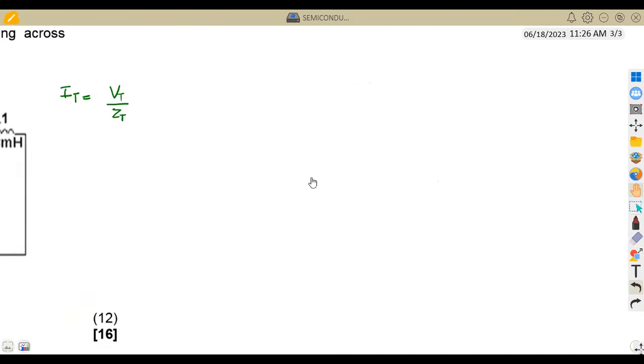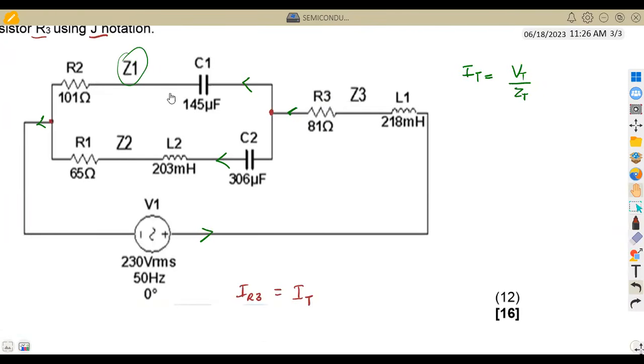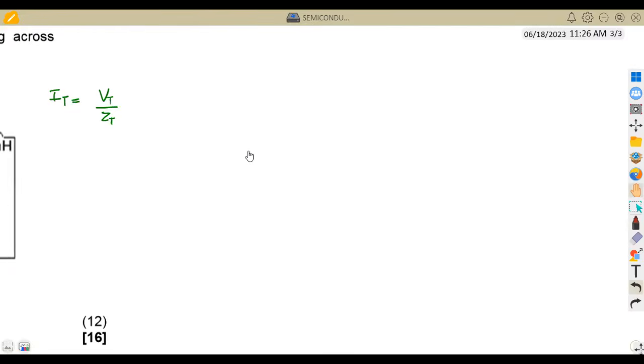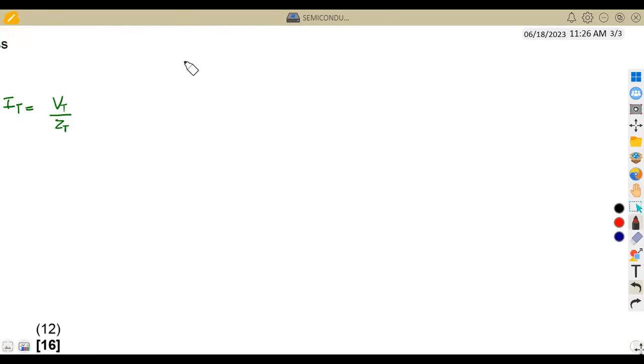Since Z1 and Z2 are in parallel, and Z3 is in series to these two, our total impedance ZT is supposed to be taken as the product over the sum of Z1 and Z2, that is Z1 times Z2 over Z1 plus Z2, then plus Z3 in series. So what we need is to find Z1, to find Z2, to find Z3. All right, so this is what I'm trying to say.